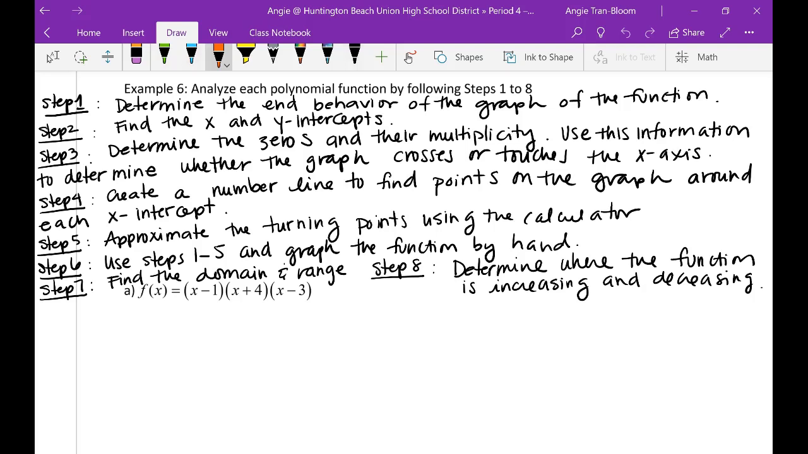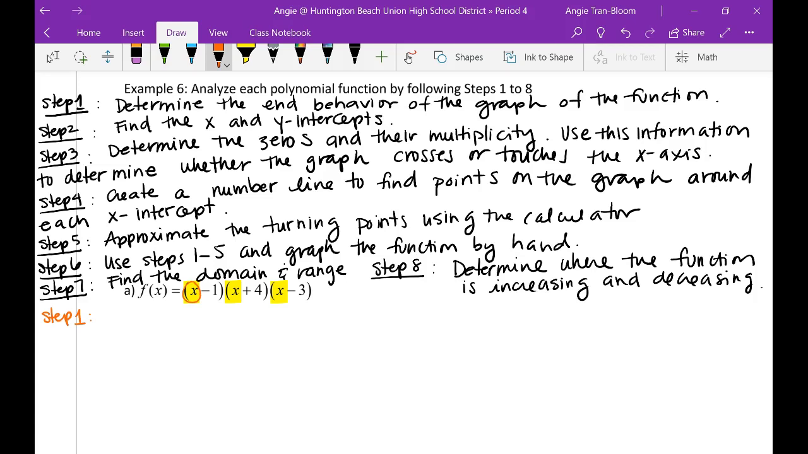Here we go. Analyze each polynomial function by following steps 1 to 8. Step 1, according to what we have written up there, you are asked to decide the end behavior of the graph. So the end behavior is when you FOIL them all out, right? But do you really have to sit here and multiply these all out? No, you don't.